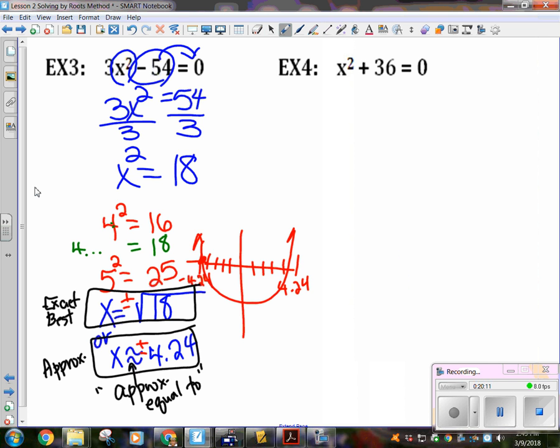Number 4. I need to subtract 36. So when I do that, what kind of 36 do I have over there? Negative 36. Take the square root of both sides. What's my answer? Be careful, this is a trick.